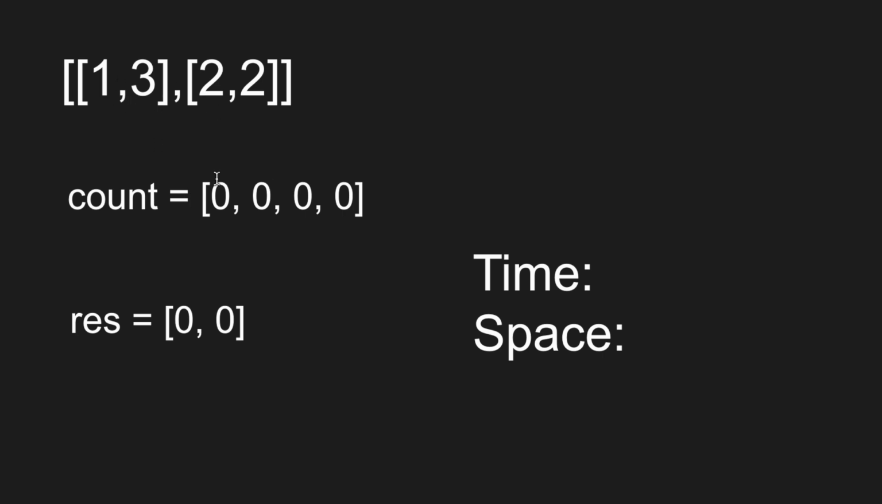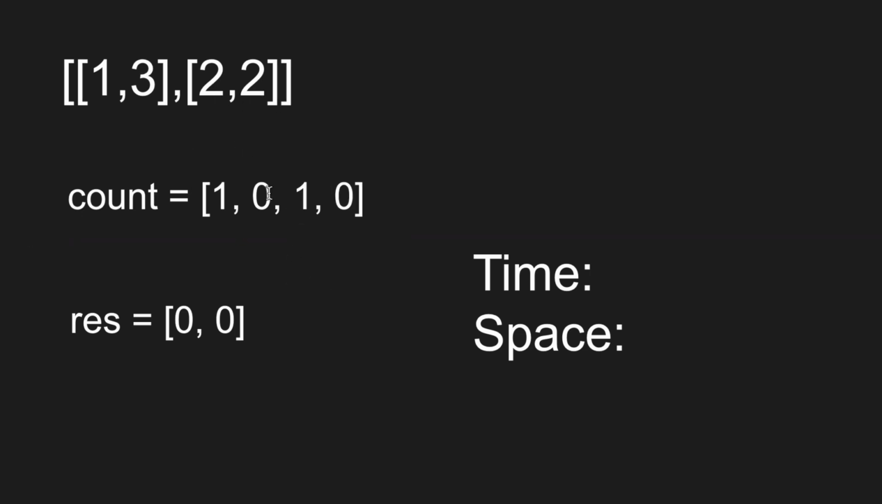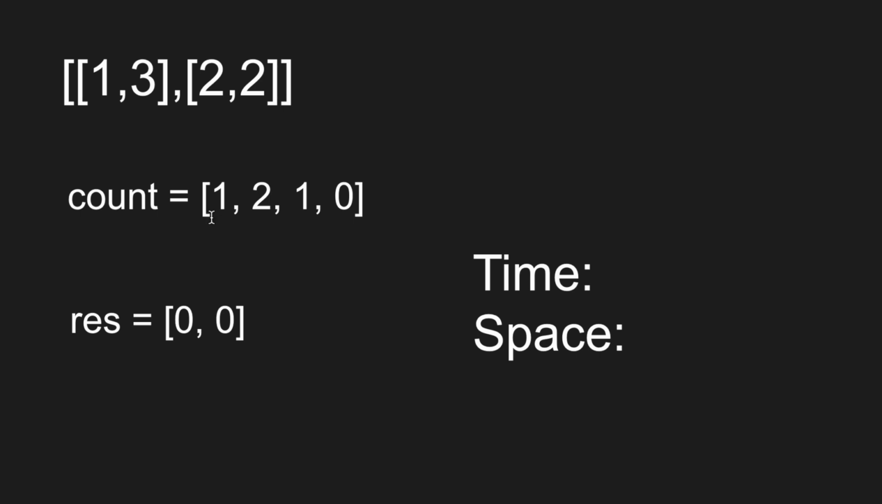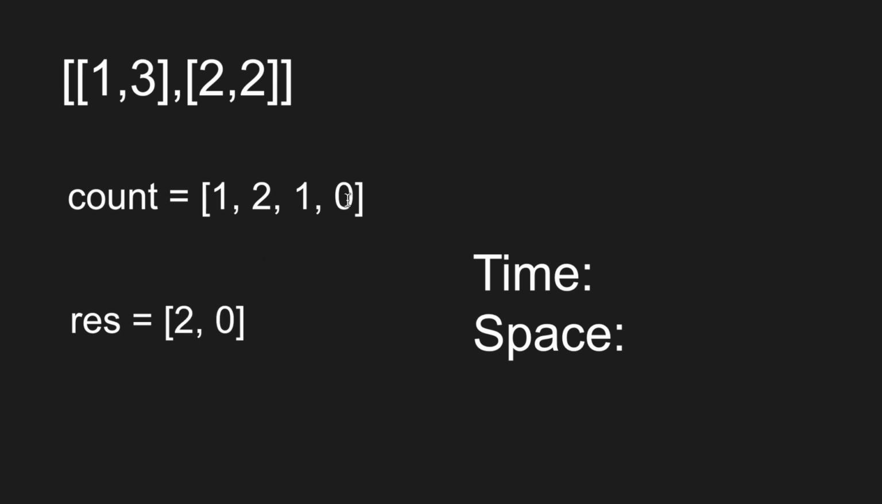So let's go over this example. We first look at 1, so increment 1 by 1. Then we look at 3, increment 3 by 1, and then we look at 2, increment 2 by 1. Then we see 2 again, so we increment 2 again. Remember that count will be one indexed rather than 0 indexed. In the resulting array, we will look through count and see which index has the number 2 and which index has the number 0. We see index 2 has the number 2, so we put 2 in the first index, and then we see 0 is in the fourth index, so we will put 4 as the second one, and this will be what we return.